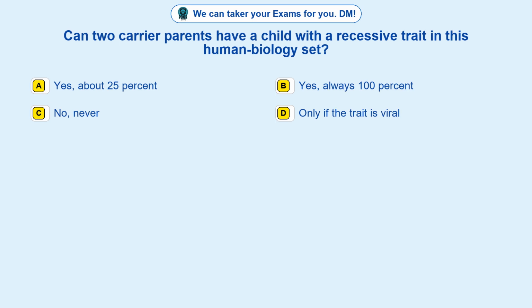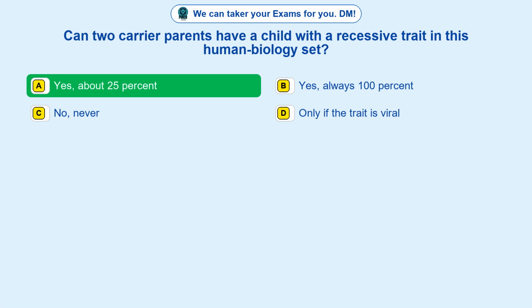Question 11. Can two carrier parents have a child with a recessive trait in this human biology set? Option A. Yes, about 25%. Option B. Yes, always 100%. Option C. No, never. Option D. Only if the trait is viral. The correct answer is option A.